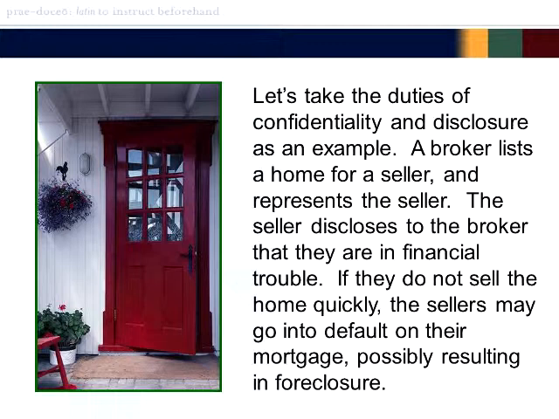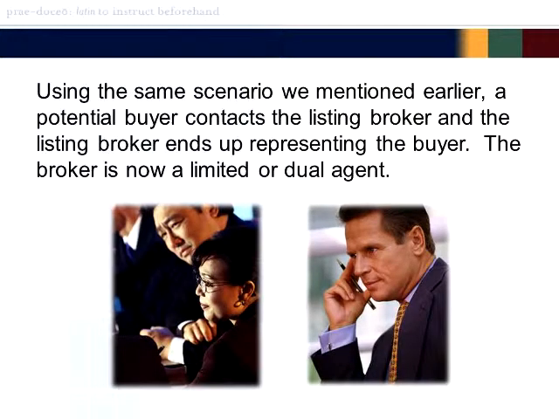A broker lists a home for a seller and represents the seller. The seller discloses to the broker that they are in financial trouble. If they do not sell a home quickly, the sellers may go into default on their mortgage, possibly resulting in foreclosure. Using the same scenario we mentioned earlier, a potential buyer contacts the listing broker, and the listing broker ends up representing the buyer. The broker is now a limited or dual agent.